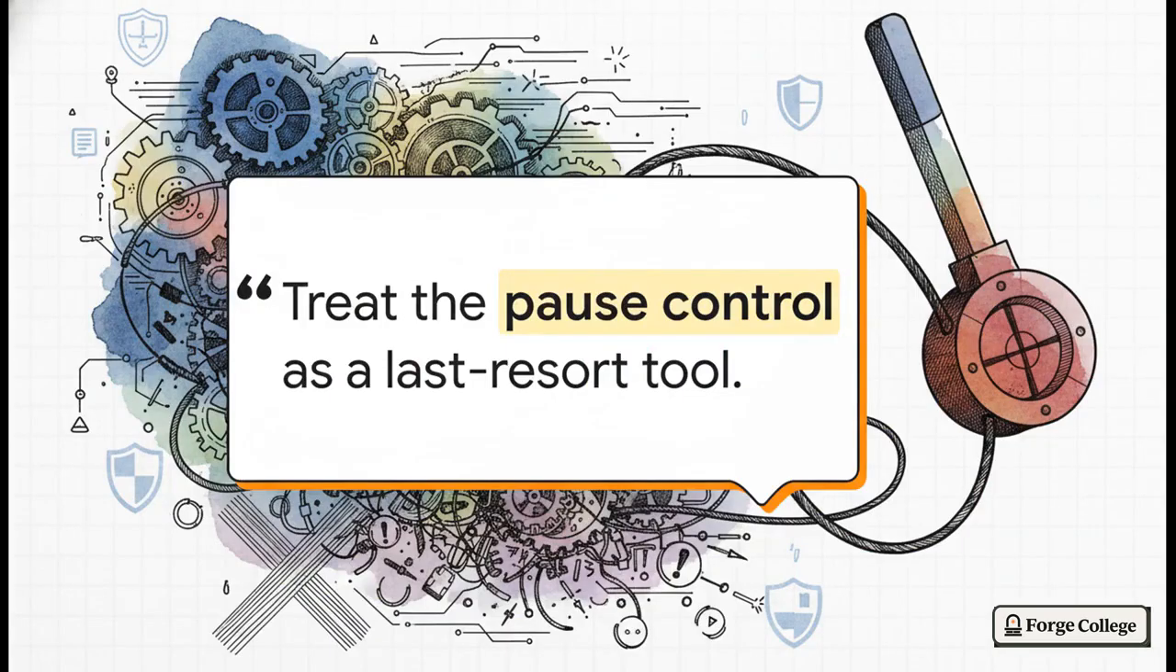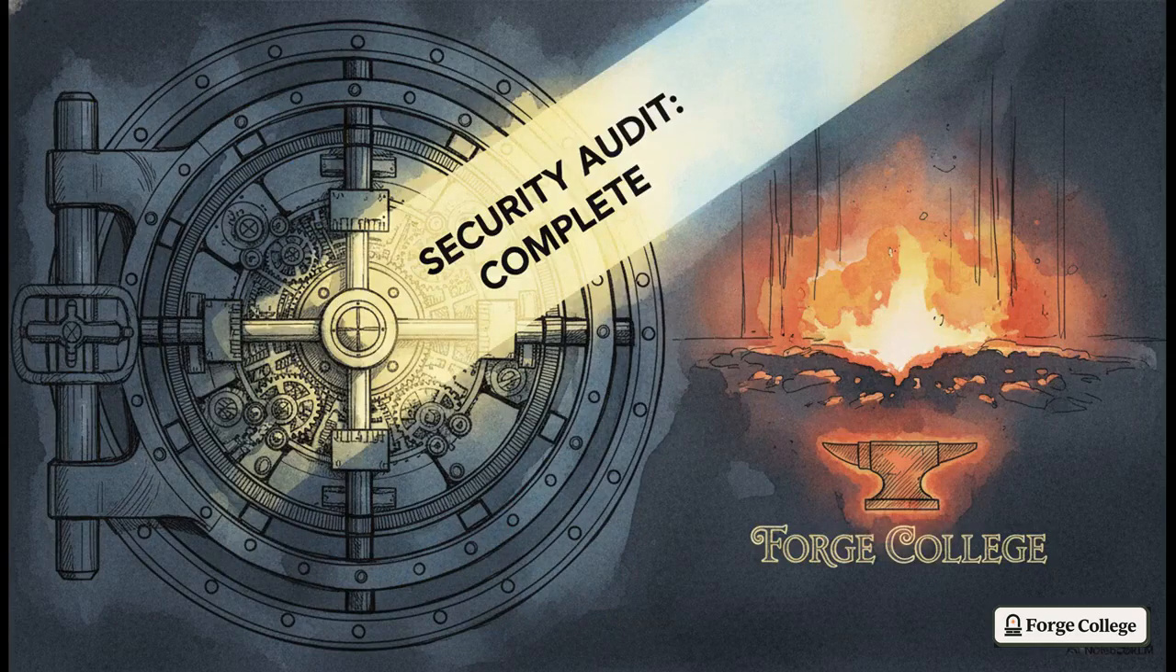Which brings us to a golden rule. Treat the pause control as a last resort tool. Look, a panic button is an absolutely incredible failsafe, but it does not excuse you from writing heavily audited code in the first place. You never want to build a system that constantly relies on the emergency brake just to function safely. So, I'll leave you with this question.